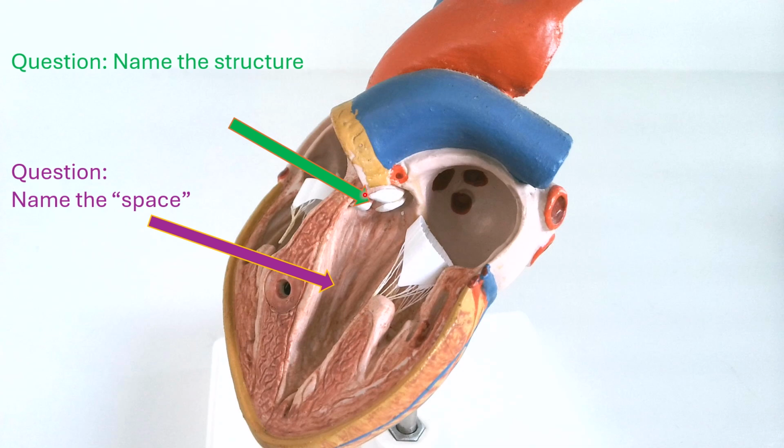Our first question is name this structure, and it's a valve of some sort, and that valve has blood pass through it and enter the aorta. Therefore, we have the aortic semilunar valve, or just the aortic valve.